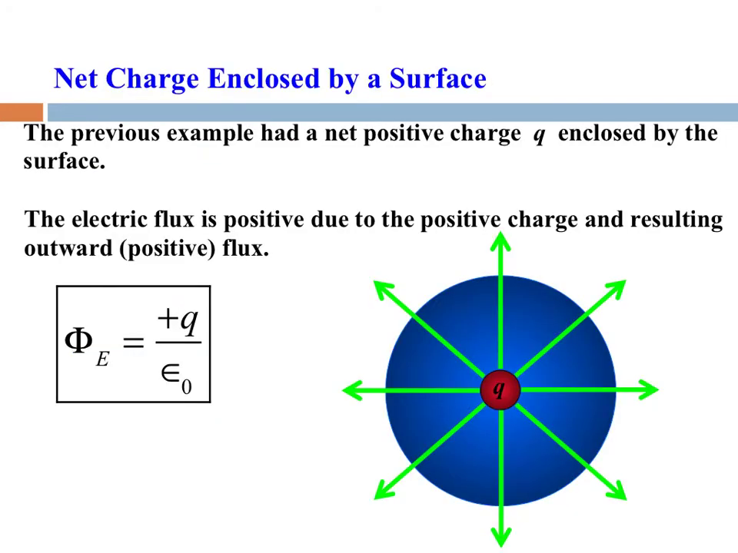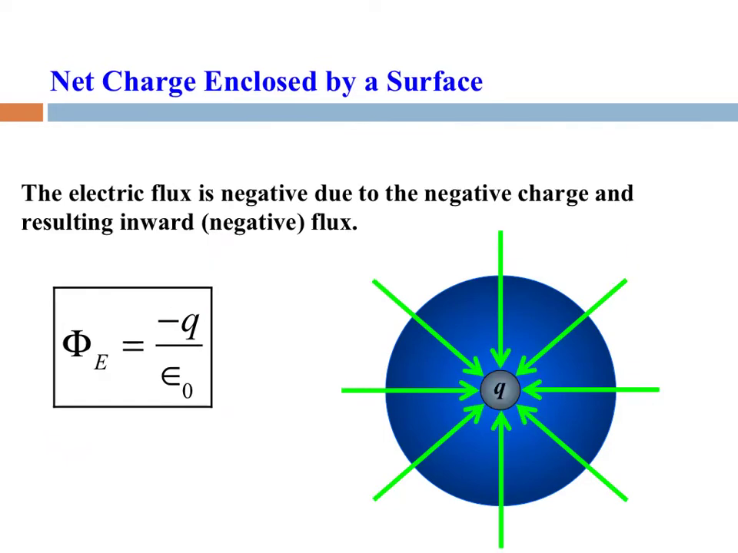In this example, we have a positive charge enclosed, so our flux is positive q over epsilon naught. In this example, we have a negative charge enclosed, so our flux is negative q over epsilon naught. Again, you can see that for a negative charge, our electric field lines go into our surface. So when they go into the surface, remember it is a negative flux. So it works out here.